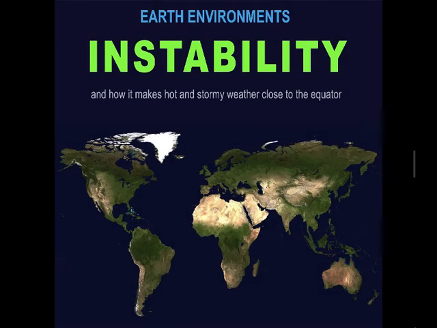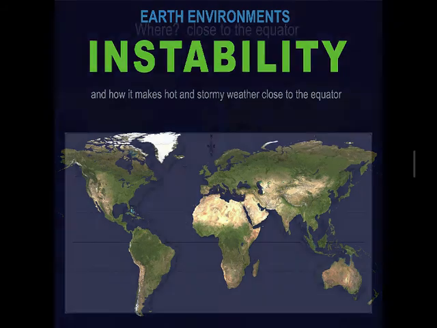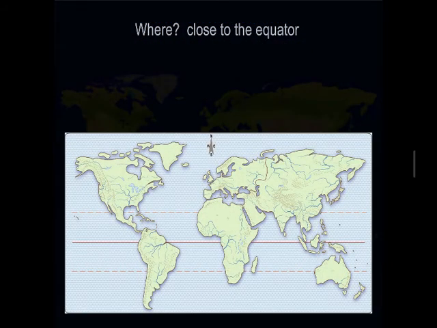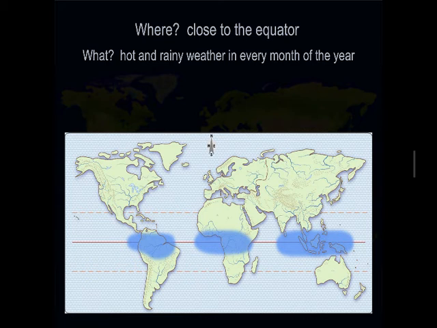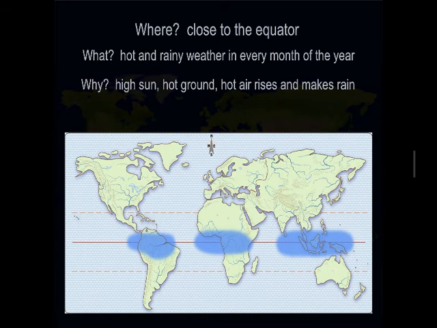Instability, and how it makes hot and stormy weather close to the equator. Where does this happen? Close to the equator. We've highlighted these regions on this map of the world. What is happening? Hot and rainy weather in every month of the year. Why is this happening? Because of the high sun and hot ground, hot air rises and makes rain.